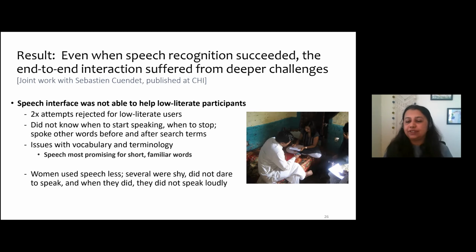The speech interface was not able to help low literate participants as much as relatively more literate participants from the same community. Twice the number of attempts were rejected for people who were low literate. One of the issues we saw while testing in the field was that people did not know when to start speaking, and they would stop and say a few extra words. The system was not designed for free form speech.